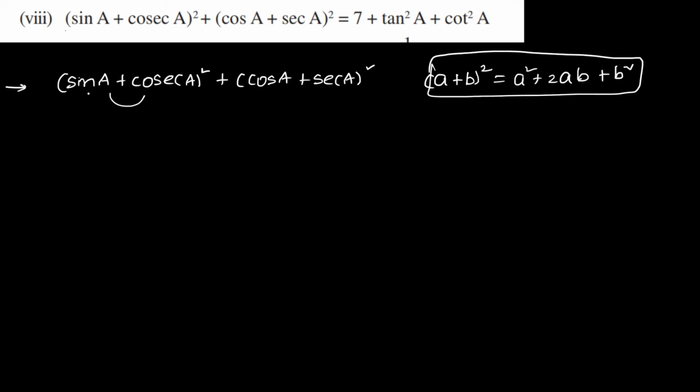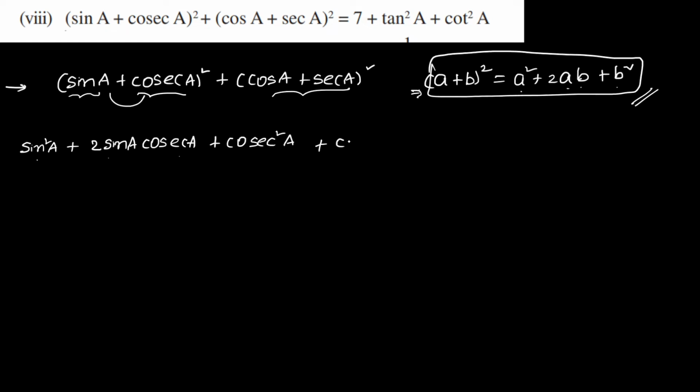a plus b whole square అంటే a square plus 2ab plus b square, అండ్ ఇక్కడ a ప్లస్లో ఏముంది sin a ఉంది, b ప్లస్లో ఏముంది cosecant a ఉంది. ఓకే, సో అప్పుడు ఏమవుతుంది నాకు a స్క్వేర్ అంటే sin స్క్వేర్ a ప్లస్ 2ab అంటే 2 sin a ఇంటూ cosecant a ప్లస్ b స్క్వేర్ అంటే cosecant స్క్వేర్ a. ప్లస్ అగైన్ a ప్లస్ b హోల్ స్క్వేర్ అంటే a స్క్వేర్ ప్లస్ 2ab plus b square.